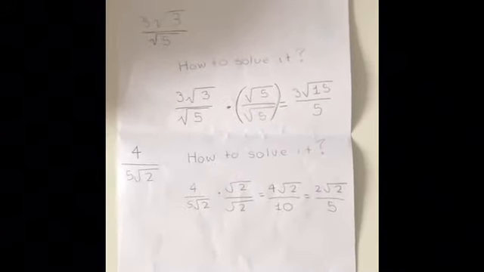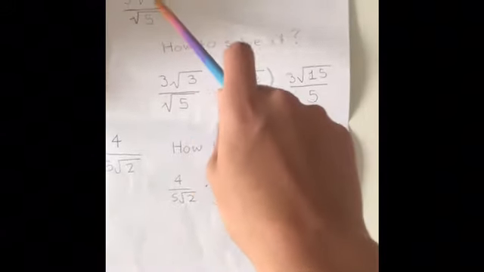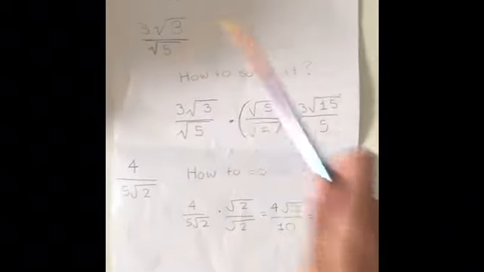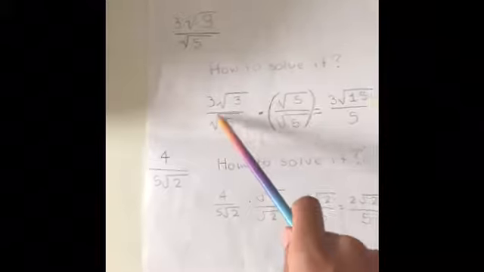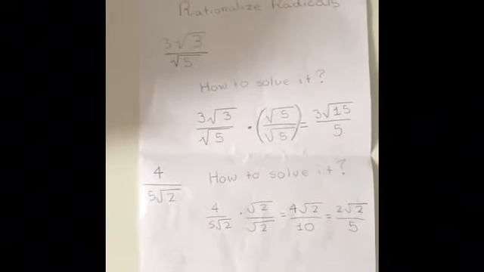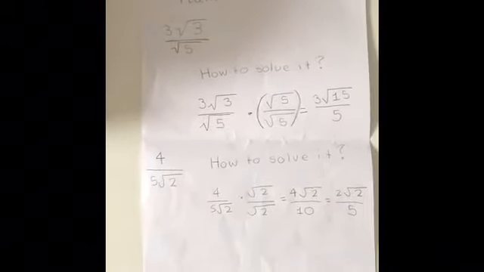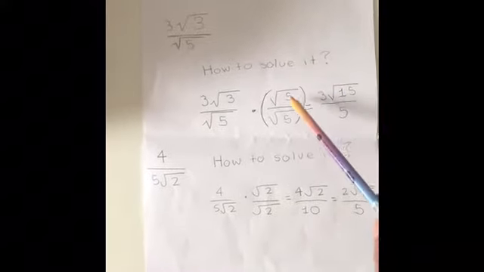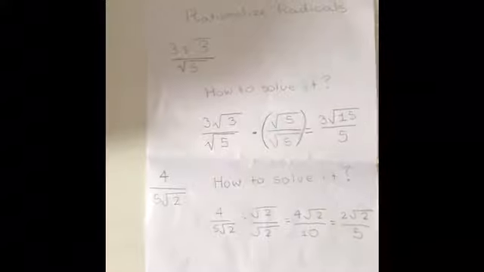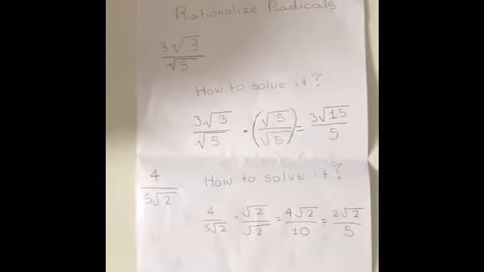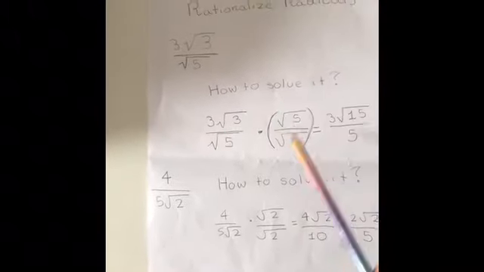The second content that I'm going to teach you guys is how to rationalize radicals. The problem that I chose for you guys to learn is 3 times square root of 3 over square root of 5. We don't want the square root in the denominator. We want to rationalize it. So to rationalize it, we need to multiply by square root of 5 over square root of 5, as you can see here.